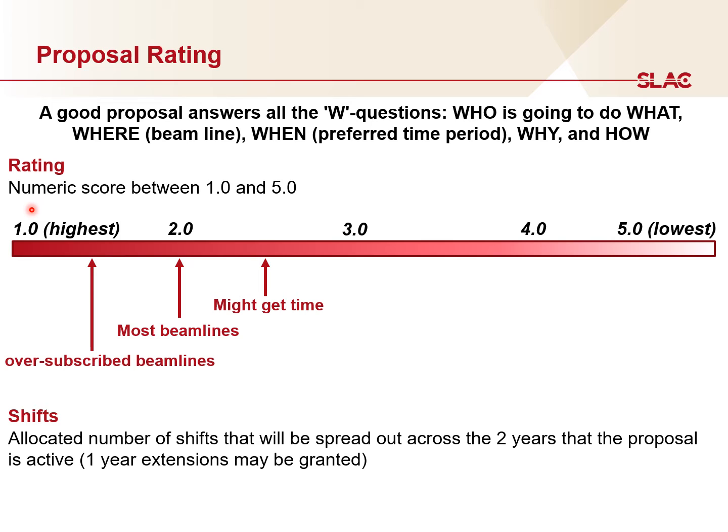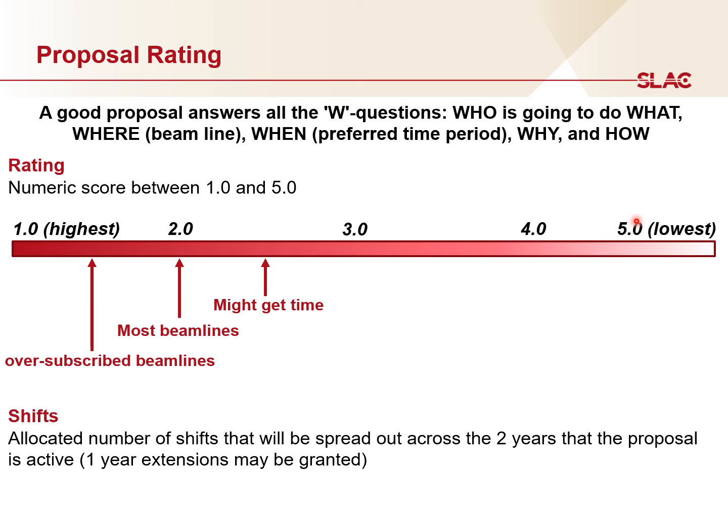So far, I have not mentioned the proposal review process. All proposals go through a standard peer review. Together, reviewer comments and user responses will be considered by a proposal review panel before a final rating and recommended number of shifts are given. The SSRL rating system goes from 1.0 at the highest possible score to a 5.0 at the lowest possible score.